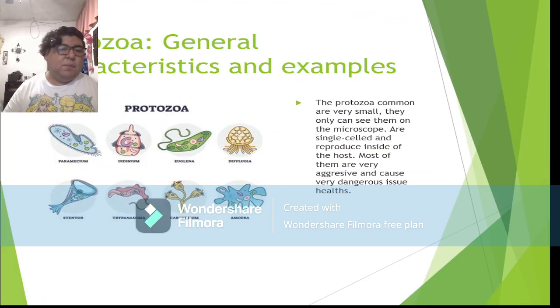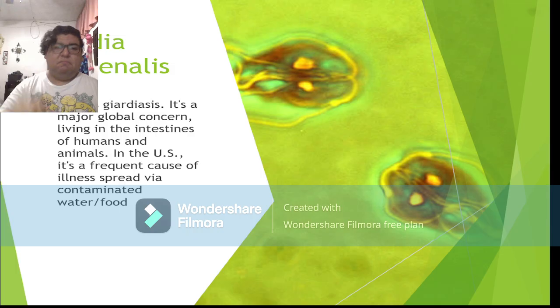Well, the general characteristics and some examples of the protozoa: they are very common and very small, and you can only see them with a microscope. They are single-celled and reproduce inside of the hosts. Most of them are very aggressive and cause very dangerous issues. Some examples are Dientamoeba, Paramecium, Trypanosoma, and Giardia duodenalis.